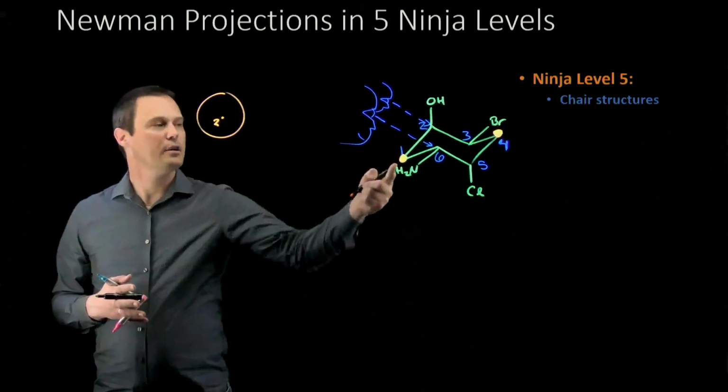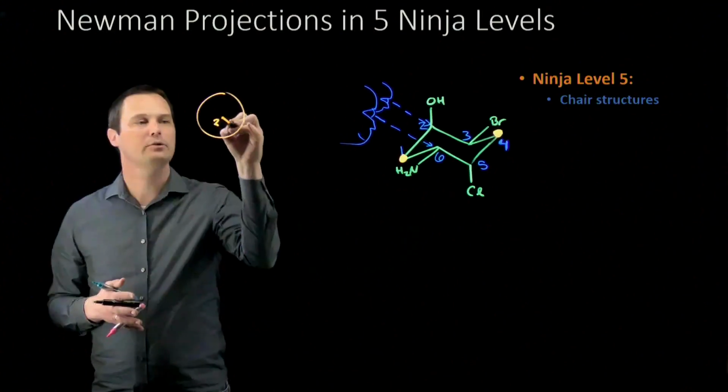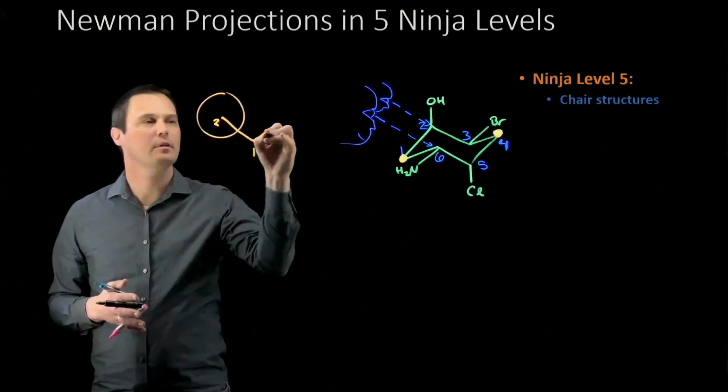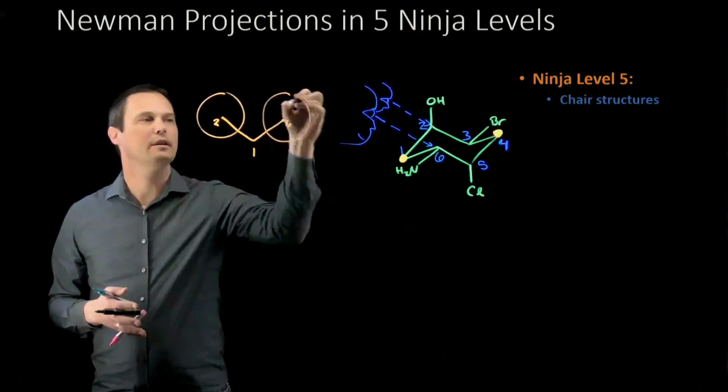What I notice is that carbon number 1 is angled down relative to carbon 2 and 6. So starting from carbon number 2, I'll draw a bond down, that's carbon number 1, and then a bond up, and this will be carbon number 6. And carbon number 6 will be the start of its own second Newman projection.